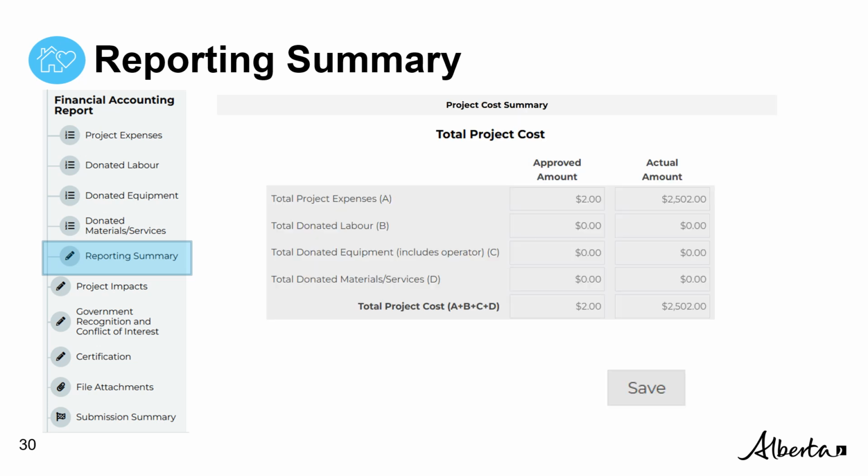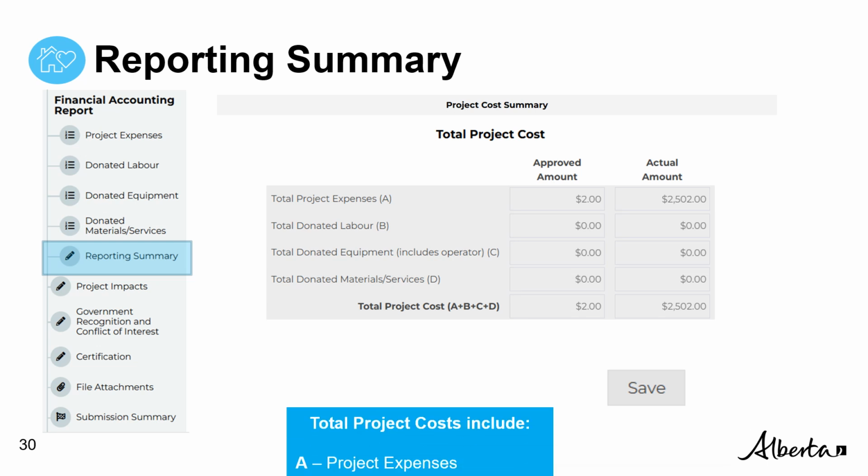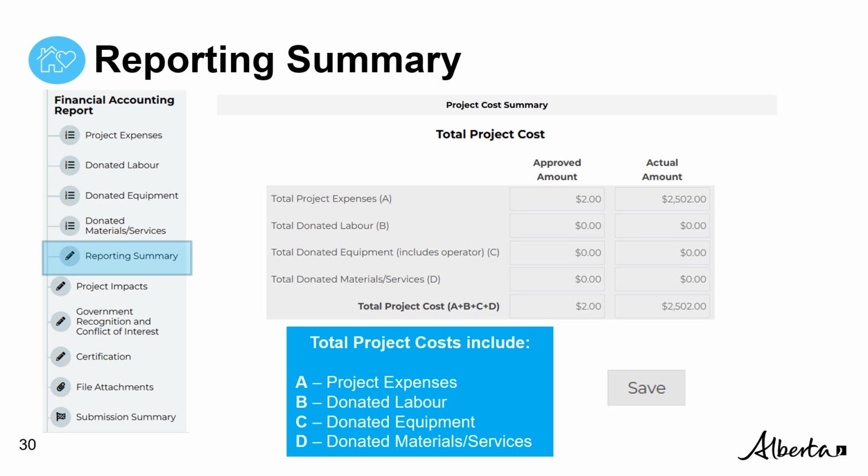In the Project Cost Summary section, you will find the Total Project Cost table. The total project cost is calculated by all the entries made for project expenses, donated labor, donated equipment, and donated materials and services. You can also leave a comment if you have any additional notes regarding your project costs. This table includes two columns.